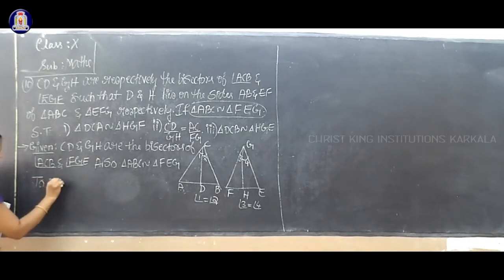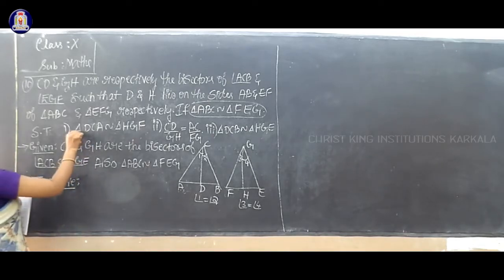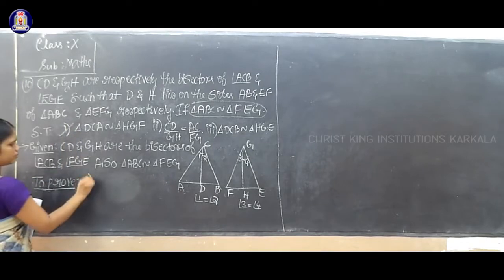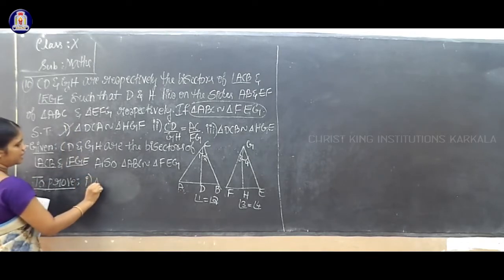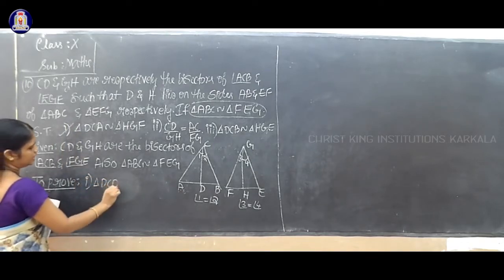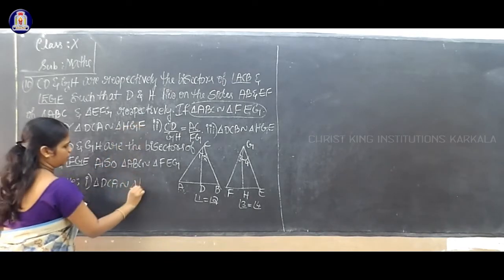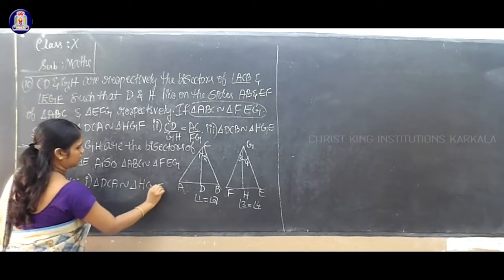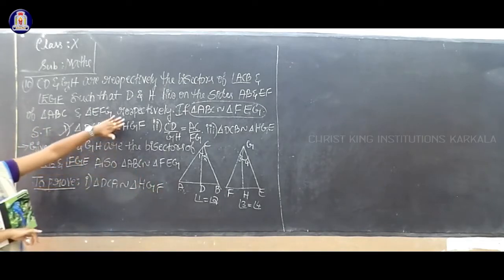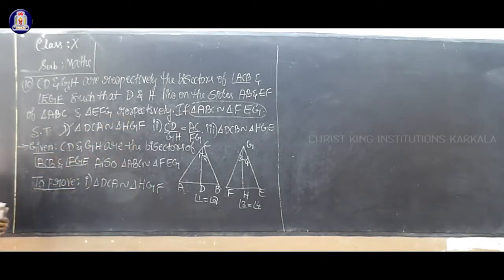Next, I will take what we have to prove. I will consider the first sub question. What is that? Triangle DCA is similar to triangle HGF. So first I will put the first question. Next, the proof part.